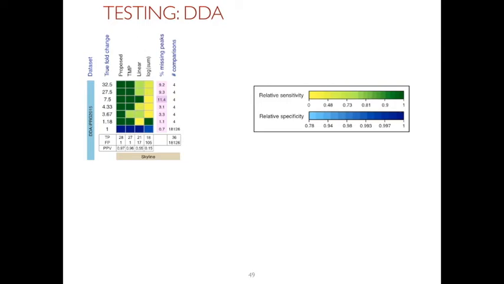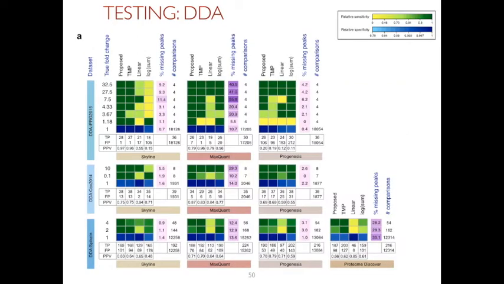The blue is the specificity, so how often we do not find changes between background proteins, and green is the sensitivity, how often we find differences between the proteins when they're present. So essentially darker colors are better, and this is just a relative performance. You see that especially in this case, across all the true fold changes, it is higher sensitivity without compromising the specificity.